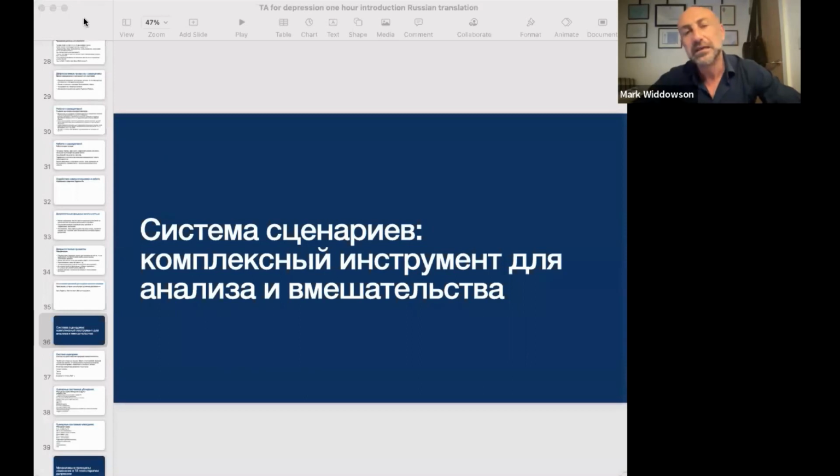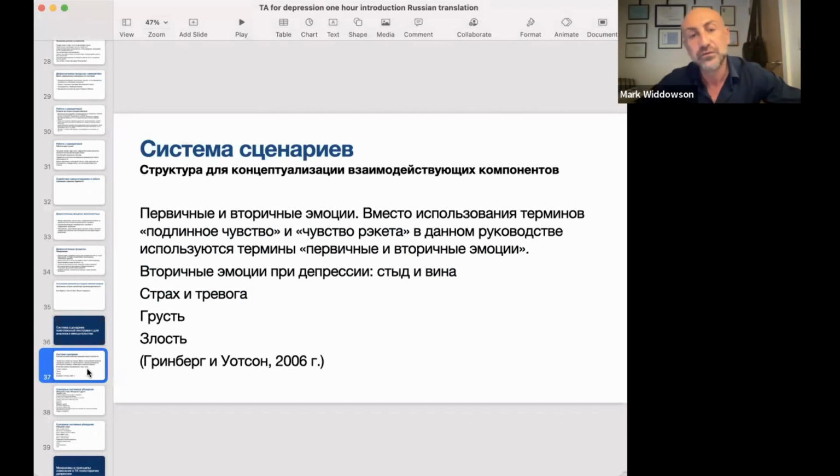So I want to speak a little bit about the script system, or the racket system, as you might know it, which I think is a really powerful tool for understanding information. Now, I've stopped using the term racket for these emotions because I think it's very outdated. It relates to 1960s American language and it doesn't really fit anymore.